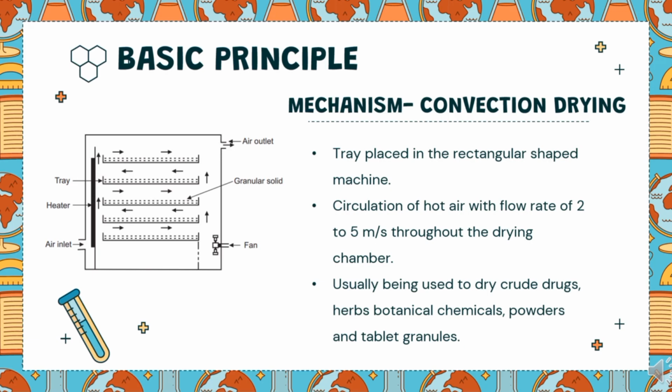And as you can see in the diagram, the air will enter the machine at the bottom air inlet, and the air will be heated with the help of the heater, and the circulation will happen when the fan is moving with the specific flow rate. And lastly, the air will leave the machine by the air outlet that is placed at the top of the machine.